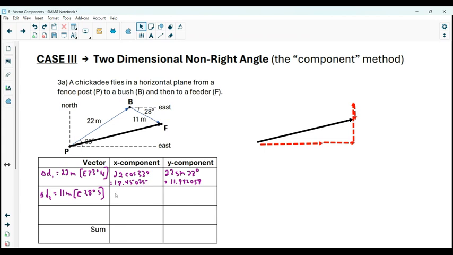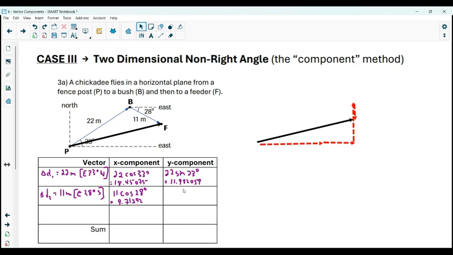Again, I'll take the magnitude of the vector. It's 11. Multiply it by the cosine of 28. That works out to 9.71242. Okay, nice. Now I got my next one.